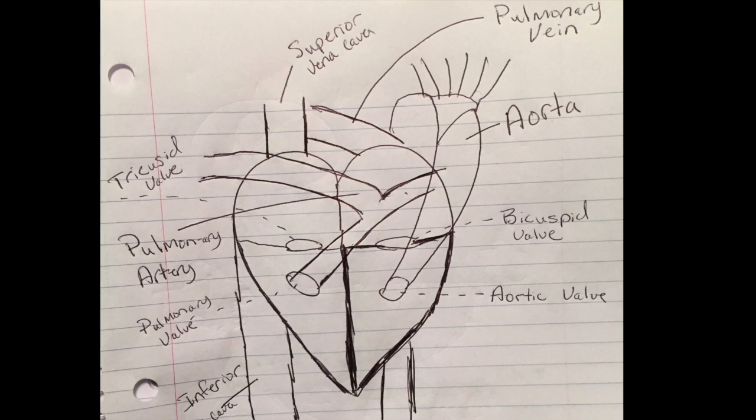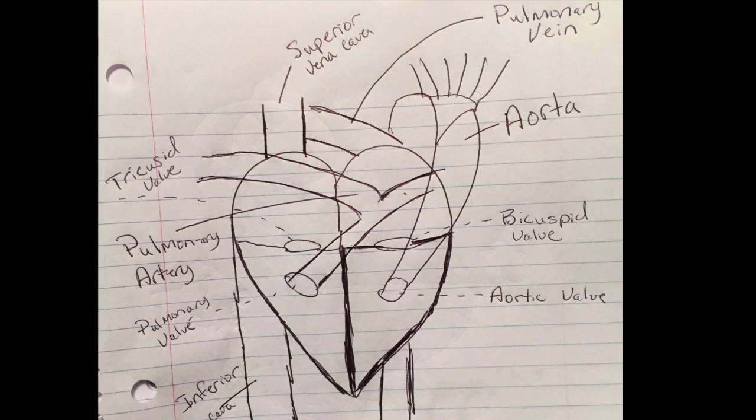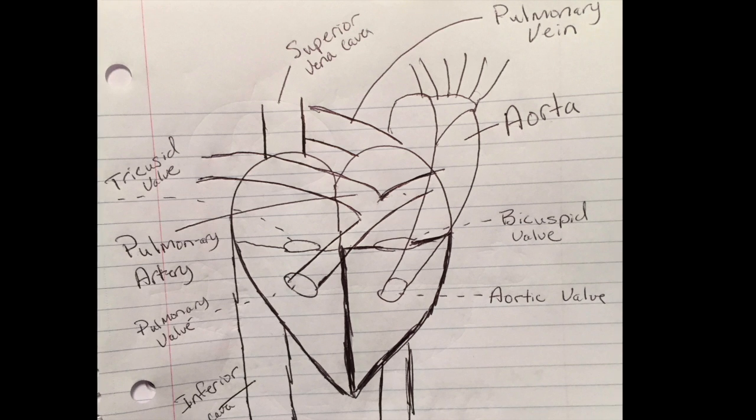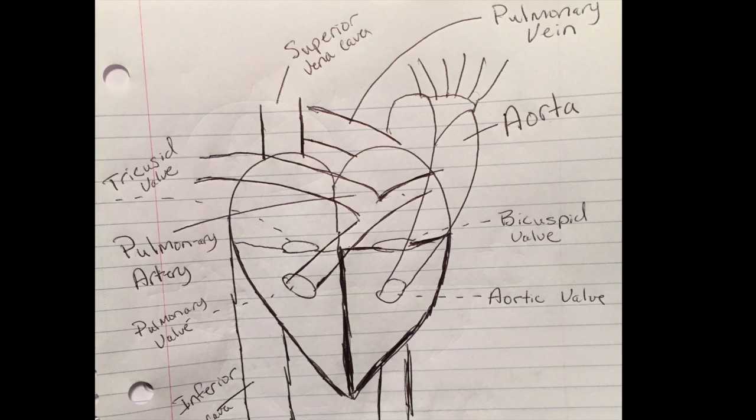When you're looking at an EKG, your SA node is where you're going to see your P wave. Once the electricity goes into your AV junction, that's where you're going to see your PR interval, and once it's going down to your bundle branches and your Purkinje fibers, that's where you're going to see your QRS complex.